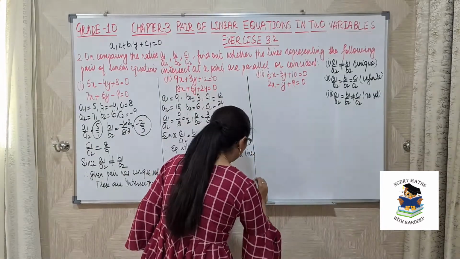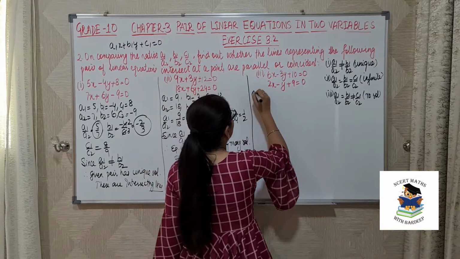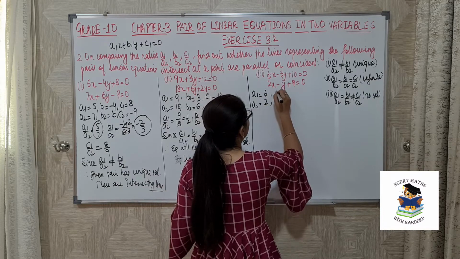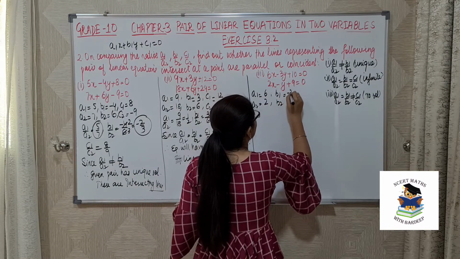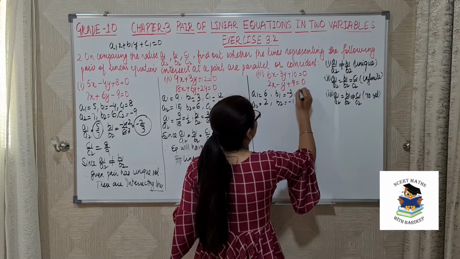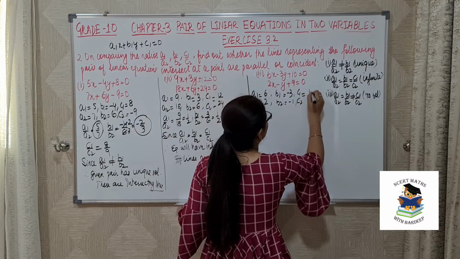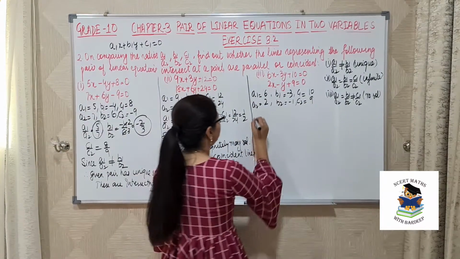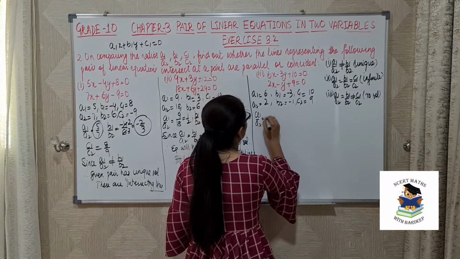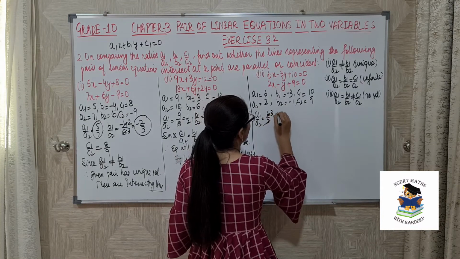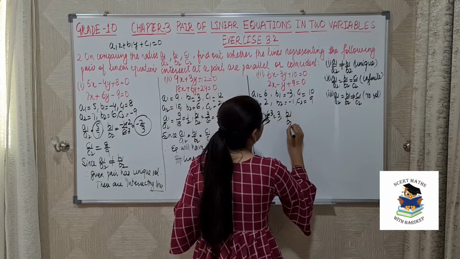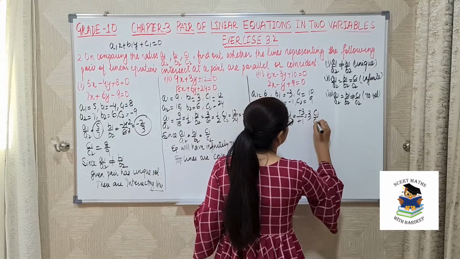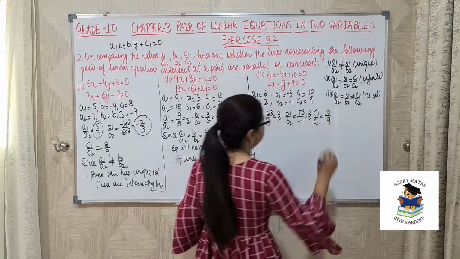Now let's see the third one. So again, find a1, a2. This is 6 and 2. Find b1, b2. This is -3, -1. And c1, c2 as 10 and 9. Okay, so the next step is to find the ratios. a1 by a2 is 6 by 2. So this is 3. b1 by b2 is -3 over -1. So again 3. And c1 by c2 is 10 by 9.